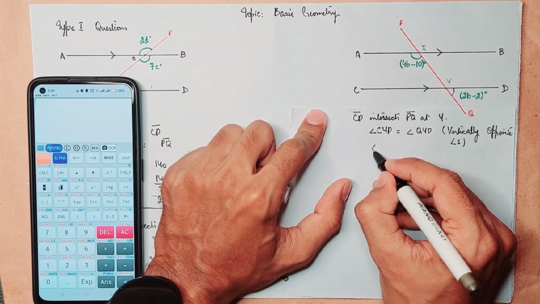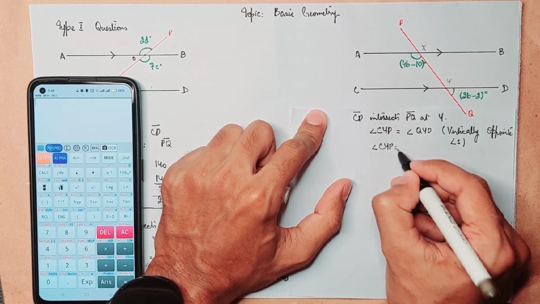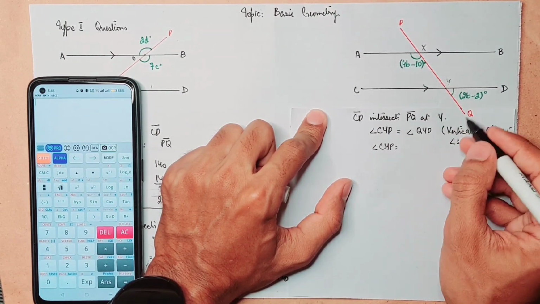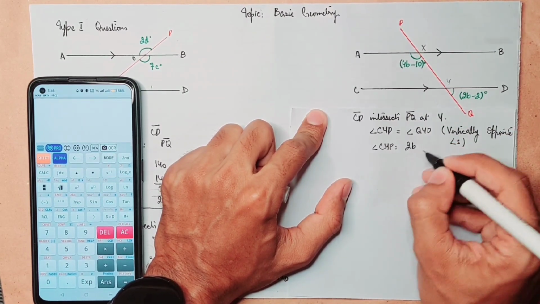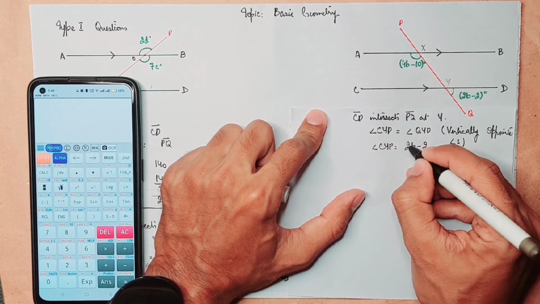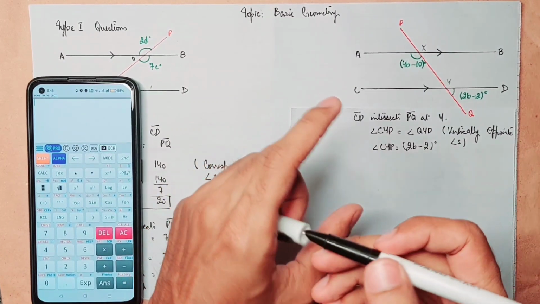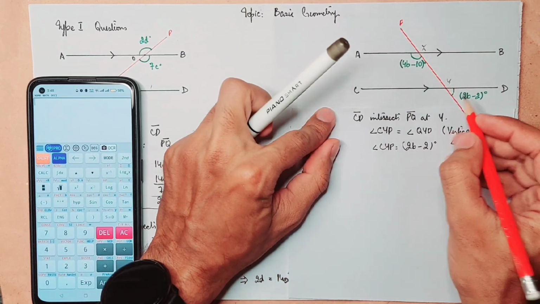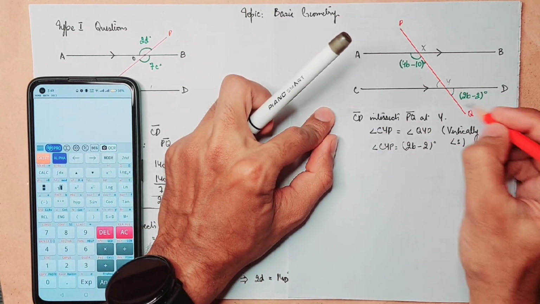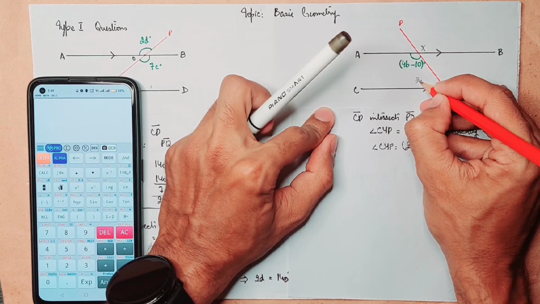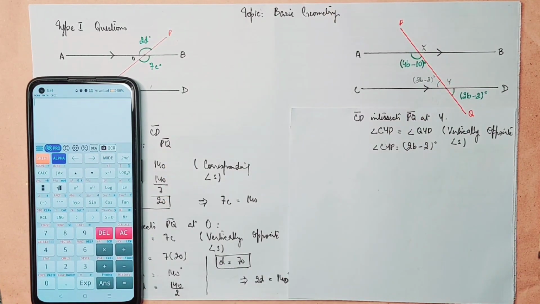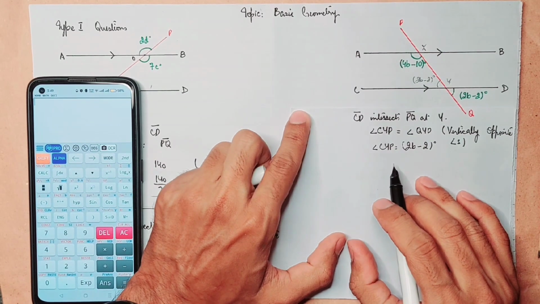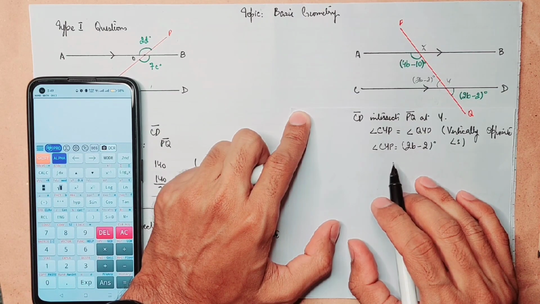Here one of the angles is given, which is QYD. So I can say that CYP is equal to the angle 2b minus 2, because QYD equals 2b minus 2. So here angle CYP is 2b minus 2 degrees. As I have calculated one of the unknown angles, I will write it here as 2b minus 2 degrees, so that I can solve the remaining unknown angles with much more clarity.